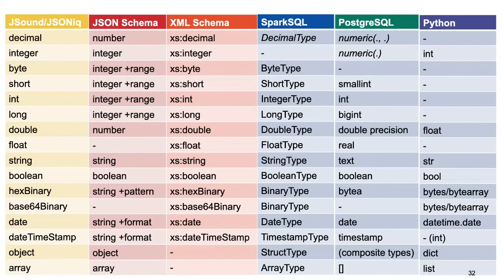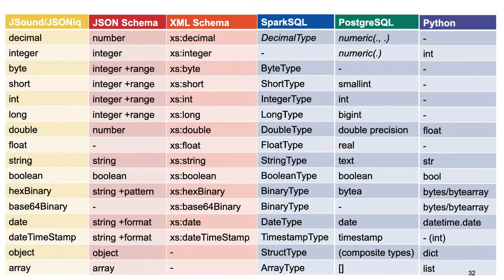Some other examples were interesting things. For example, the longs, you see it's called long here. In JSON schema, that would be an integer and you add a range. In XML, it's called long. In Spark SQL, it's called long. In PostgreSQL, it's called bigint. But again, nothing to be scared of. It's only a matter of looking it up in the documentation and finding out how it's called.